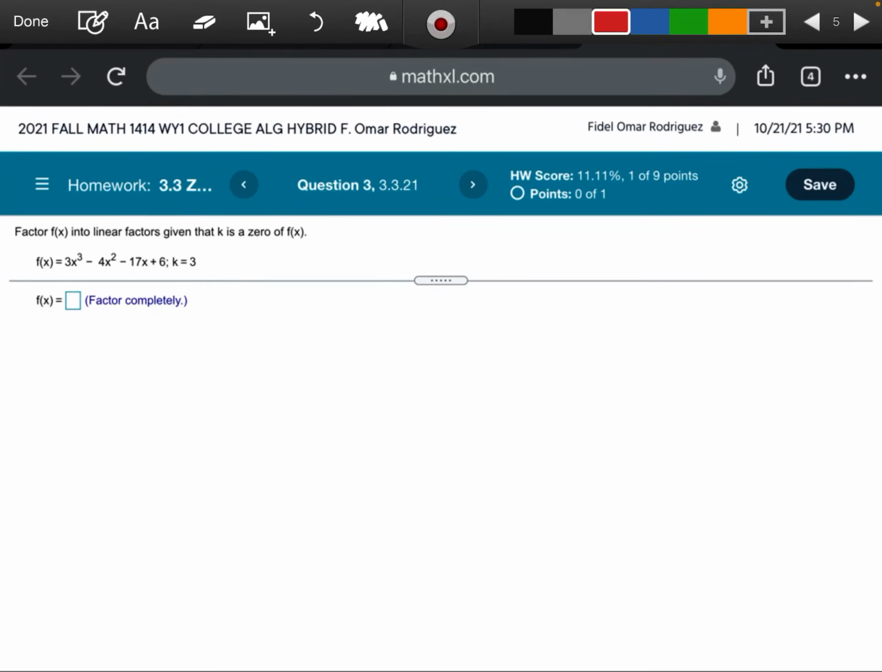All right, so y'all, this is a question out of 3.3. This is number 3. And it says, factor f of x into linear factors given that k is a 0 of f of x. Okay, so this is what we're going to do. We're going to use synthetic division. I'm going to write this part here using the coefficients that we have.